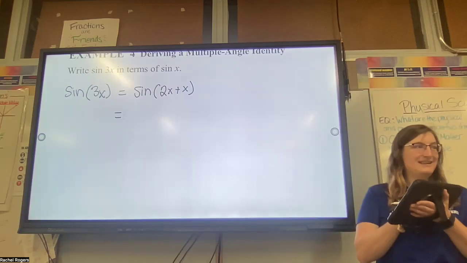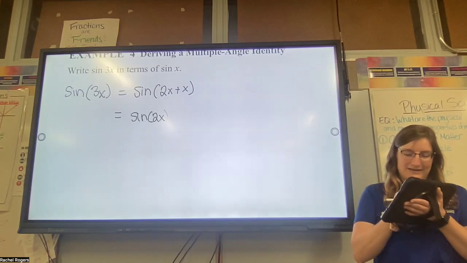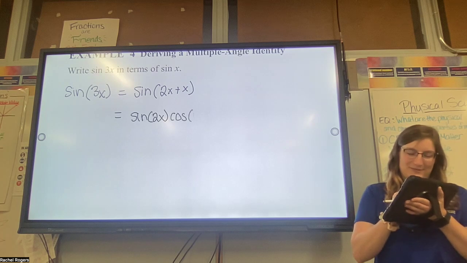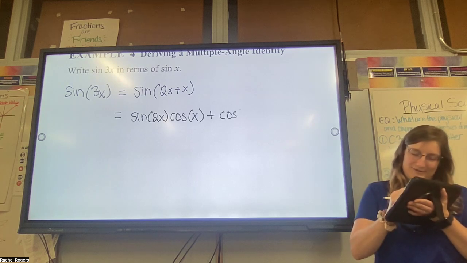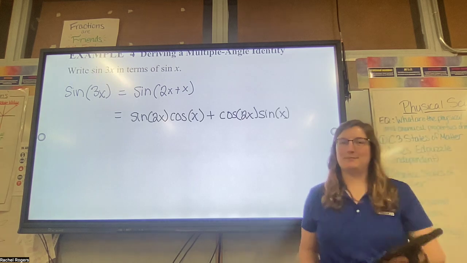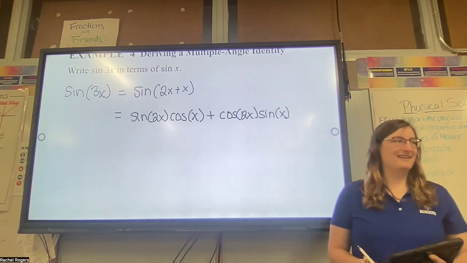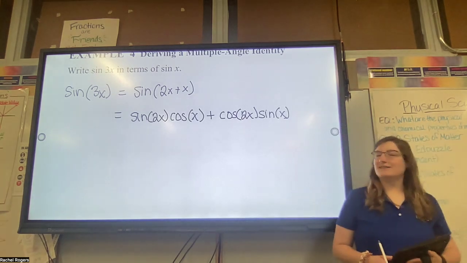Is that the sum? Sine of a plus b is sine of a times cosine of b, plus cosine of a times sine of b. Yep, I remember. So this is our sum formula for sine.